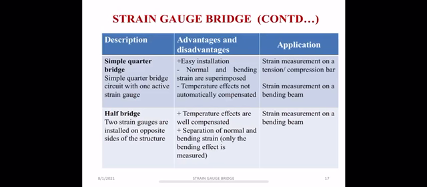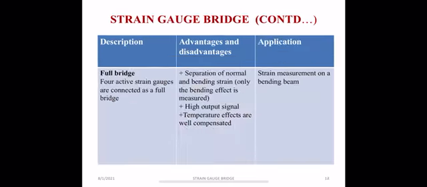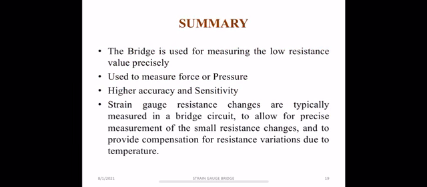First one, simple quarter bridge. Easy installation; normal and bending strain are superimposed; temperature effects are not automatically compensated. Application: strain measurement on a tension or compression bar, strain measurement on a bending beam. In case of half bridge, temperature effects are well compensated, with separation of normal and bending strain. Application is strain measurement on a bending beam. Then the third one, full bridge: separation of normal and bending strain, high output signal and temperature effects are well compensated. Application is strain measurement on a bending beam.